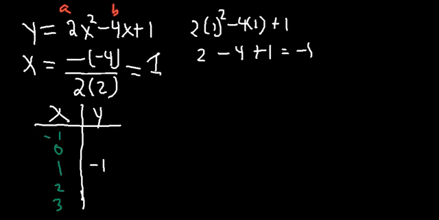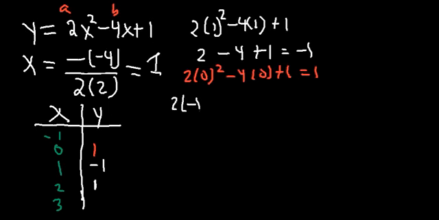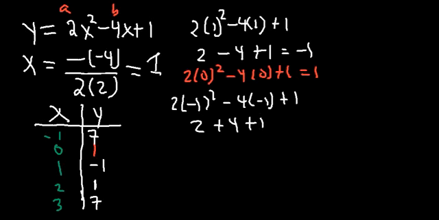Now it's easier if we plug in 0 instead of 2. So 2 times 0 squared minus 4 times 0 plus 1 is 1. The next point we're going to plug in is negative 1. This is also going to be 1, by the way. So negative 1 squared is 1, times 2. Negative 4 times negative 1 is 4. So we're going to get 7 for this point, which means this one is also going to be 7.